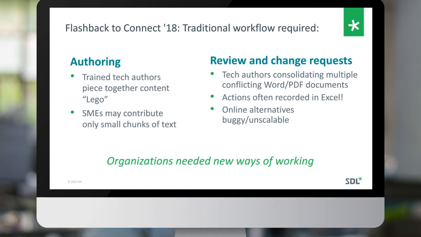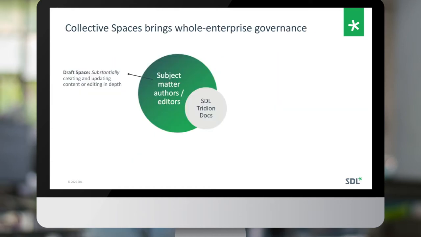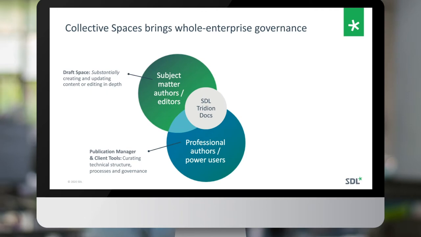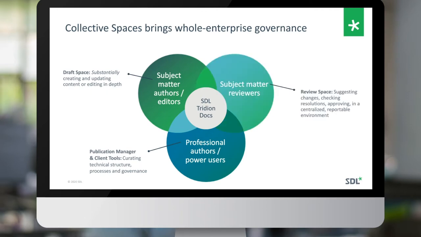So fast forward a little bit, and this is what we've got now. This environment, collectively called collector spaces. The draft space being the editor, where I say substantially creating and updating content. So again, it's not just little chunks. You're scrolling through the whole publication, moving things about if you want, and really having a lead role in creating content, according, of course, to the permissions assigned to you by the role.